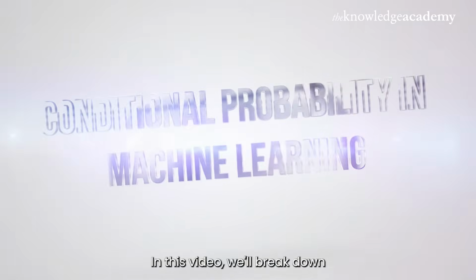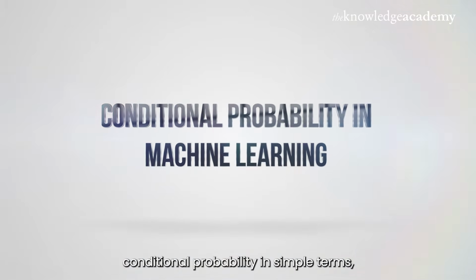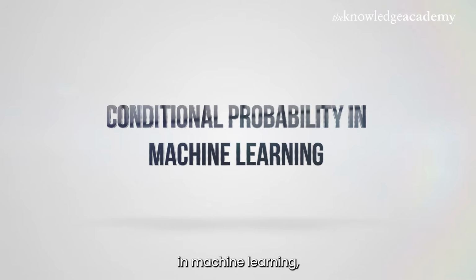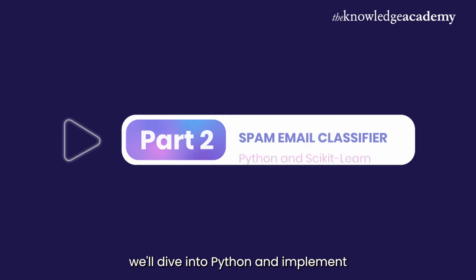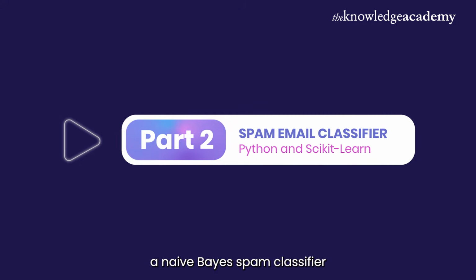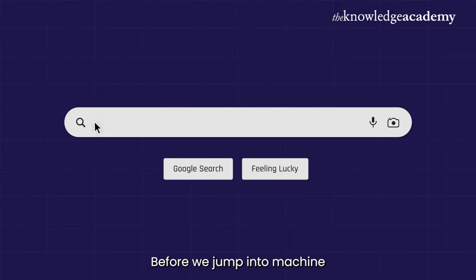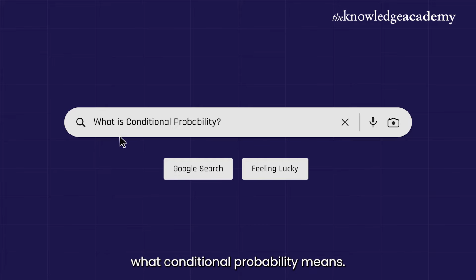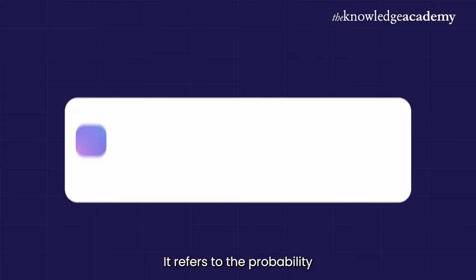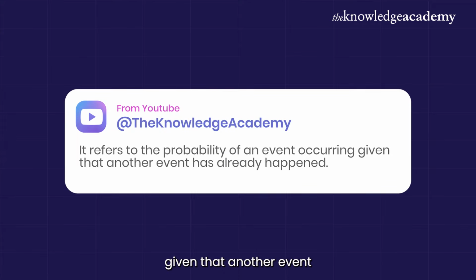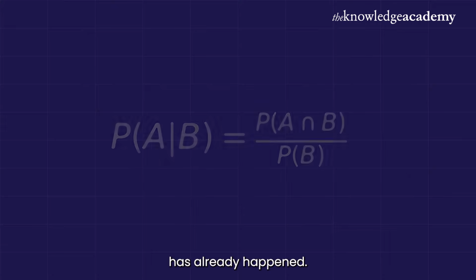In this video, we'll break down conditional probability in simple terms, explain its importance in machine learning, and go through some real-world examples. In Part 2, we'll dive into Python and implement a Naïve Bayes spam classifier using conditional probability. Before we jump into machine learning applications, let's first understand what conditional probability means. It refers to the probability of an event occurring given that another event has already happened.